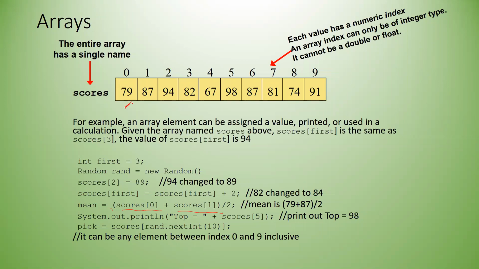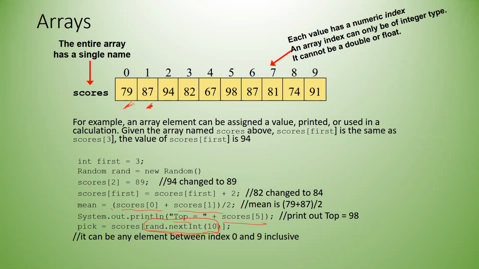Score sub 0 is this one, score sub 1. You add them together, divided by 2, and assign that to mean. And you can just use it, print it out. And you can even do this, right? This is generating an integer between 0 and 10. And 10 is not included, so it's between 0 and 9.